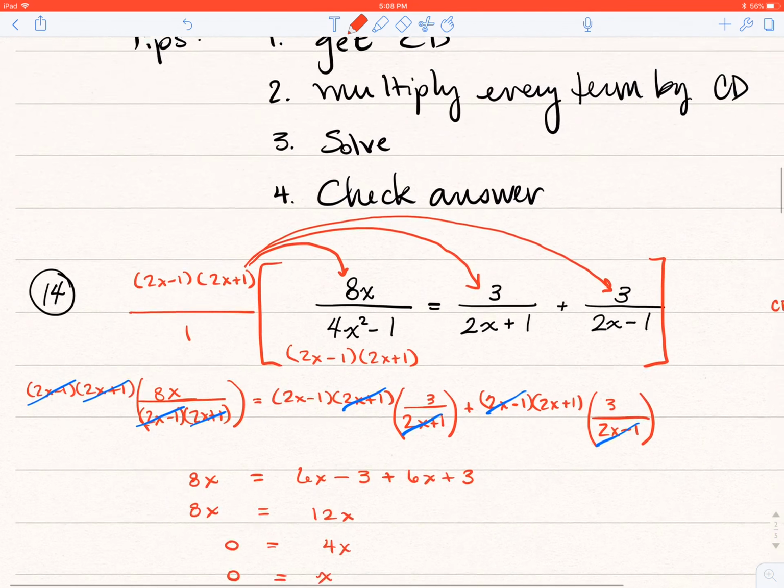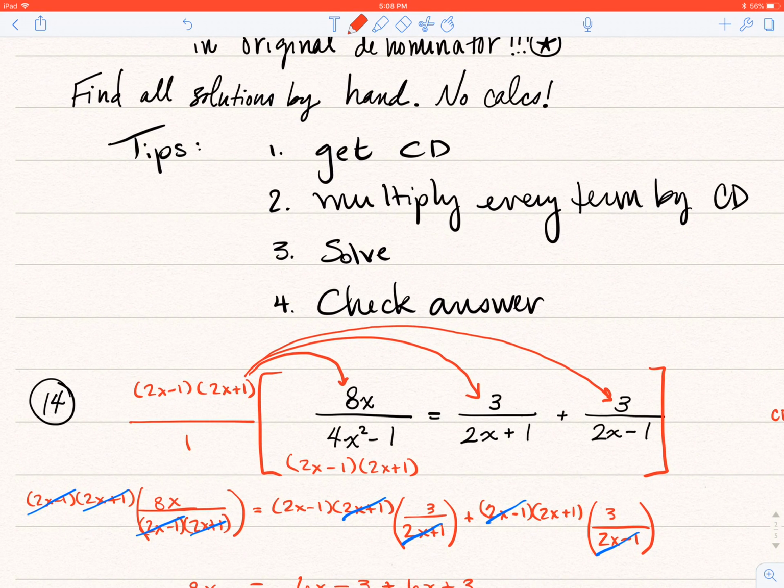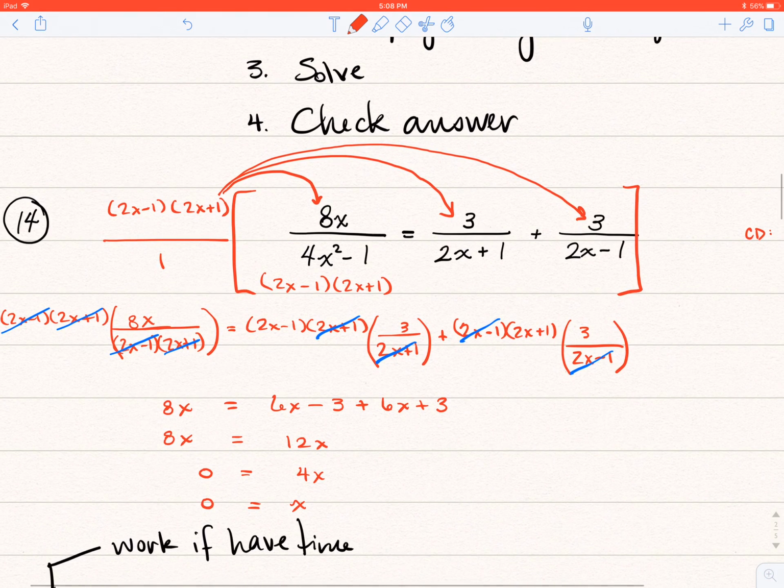Now let's go back up and look at that tip list. First of all, get the common denominator. I did that. Secondly, multiply every term by the common denominator. I did that. Thirdly, I solved, and I did this by combining like terms. Fourthly, this is important. Check your answer. Our answer is x equals 0.